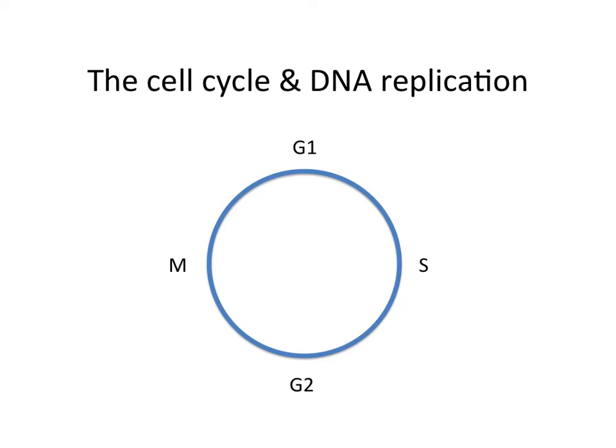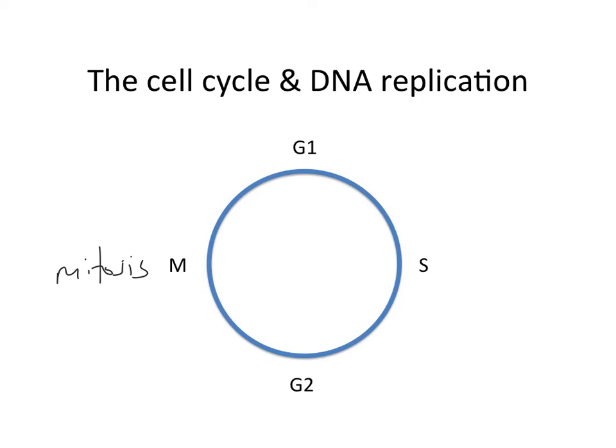Okay. A lot of you wanted to know about how the cell cycle and DNA replication impacts chromatin structure. There were a lot of questions I got at the Socratic quiz, at the end of last class. So here's a simple diagram of the cell cycle. What happens at M? Mitosis. Okay, so that's cell division.